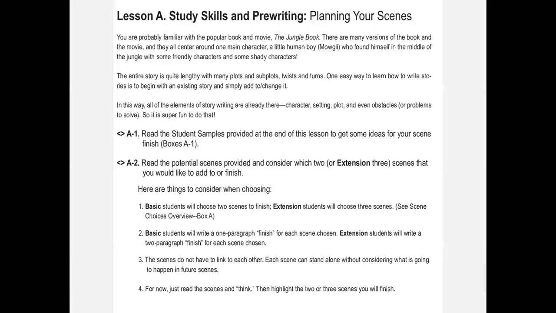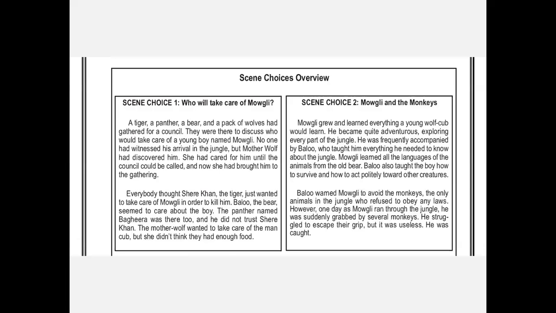Now, I said I was going to address this number 3 on A2. The scenes do not have to link to each other. This is really important because you've heard me say this before too. We don't want to ask too many new skills or too many difficult skills all at the same time. They are going to choose a standalone scene, read the paragraphs that are given so far, and then choose a way for that scene to finish. But that's just one scene. Then they'll do it again, and then they'll do it again if they're extension. They'll do it 3 times.